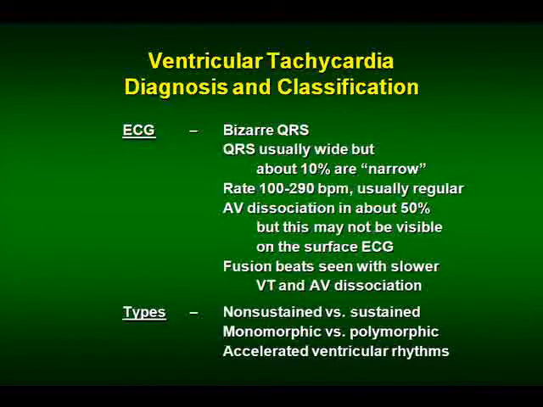One of the things is, if you have AV dissociation, you can get fusion beats, but you only see that at slower rates, and you only see that if you have AV dissociation.